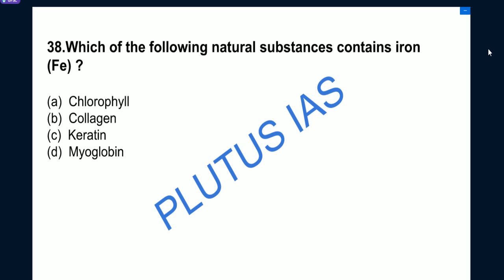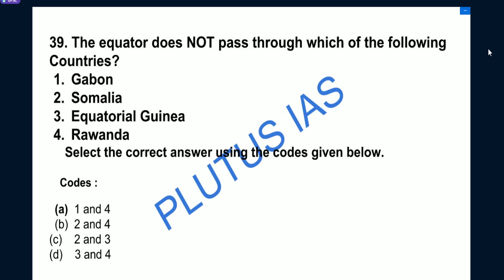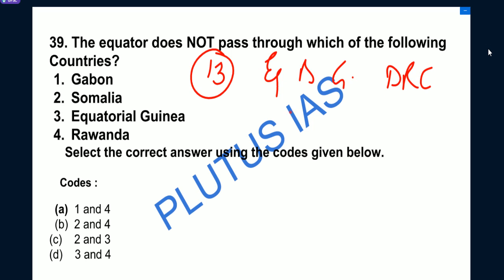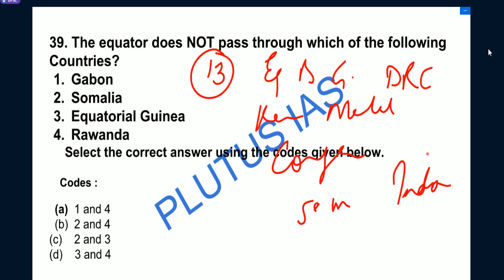Okay, then question number 39. The equator does not pass through which of the following countries? Okay, so we need to know that the equator passes through which of the countries. The equator passes through a total of 13 countries. Now which are those 13 countries? The 13 countries are Ecuador, then Brazil, Gabon, DRC or Democratic Republic of Congo, then Kenya, then Maldives, then Kiribati, Colombia, Sao Tome, then Republic of Congo, then Uganda, Somalia, then Indonesia. Okay, so these are the 13 countries.